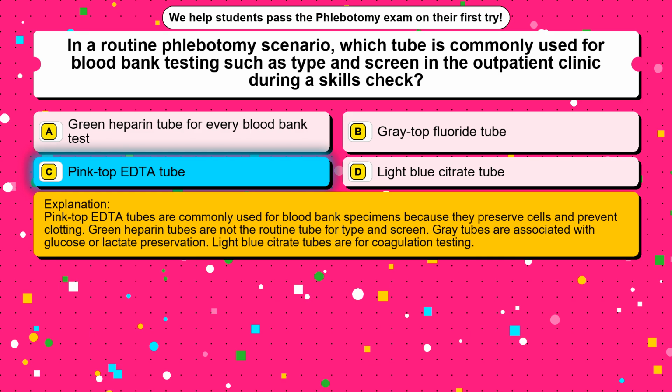Pink top EDTA tubes are commonly used for blood bank specimens because they preserve cells and prevent clotting. Green heparin tubes are not the routine tube for type and screen. Gray tubes are associated with glucose or lactate preservation. Light blue citrate tubes are for coagulation testing.